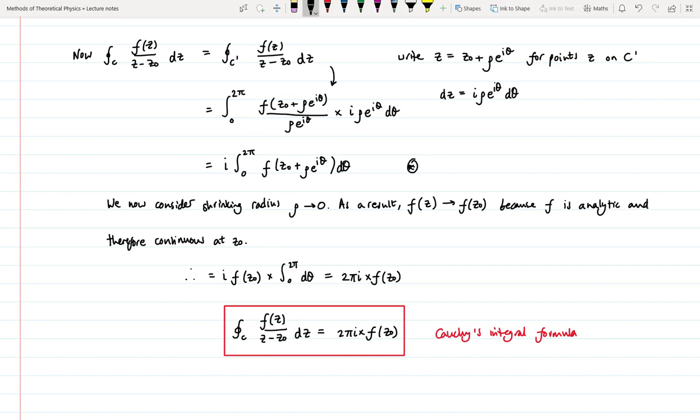This is a remarkable property of complex analytic functions, this non-locality, the fact that you can define the function value within a contour using the values on the contour. I'll write this below.